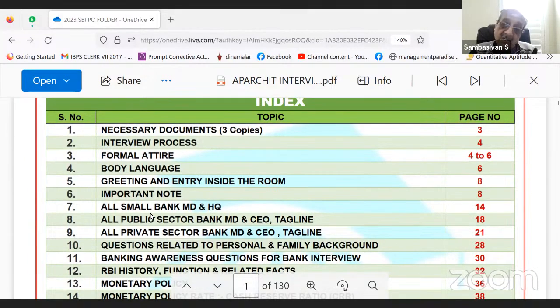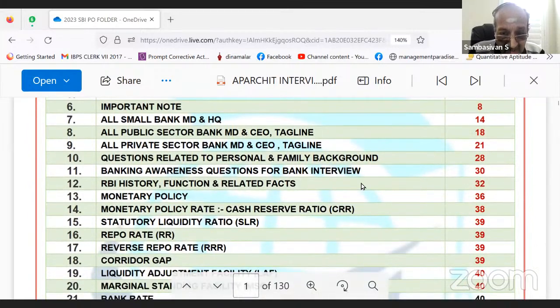Important note, all small bank MD and headquarters. But this has been prepared 2 months back, but there can be a change somewhere in one or two cases. Then all public sector MD CEO tagline, all private sector MD CEO tagline, questions relating to personal family background. This, of course, we have already seen in our bankers Adda book itself.